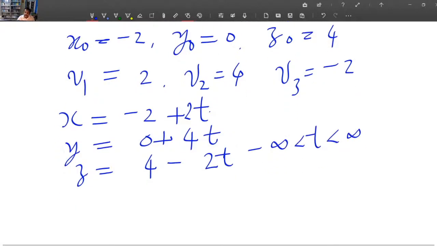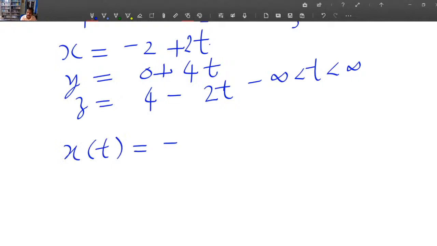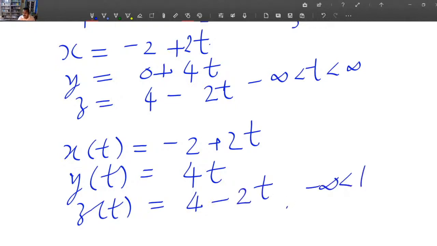So the parametric equation of the given line is what? You can write x of t is equal to minus 2 plus 2t, y of t is equal to 4t, z of t is equal to 4 minus 2t, where minus infinity less than t less than infinity. This is the answer to the first question.